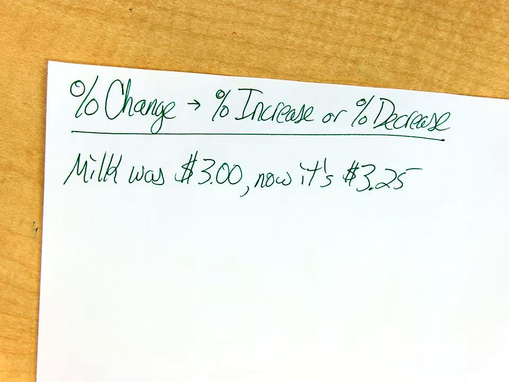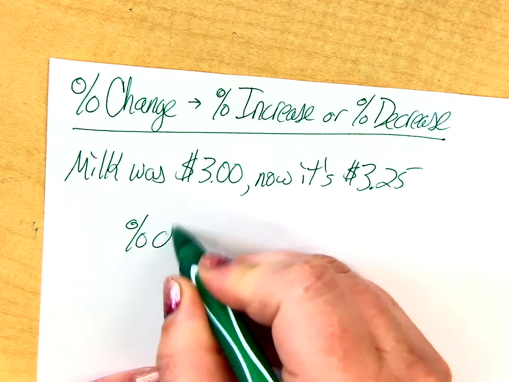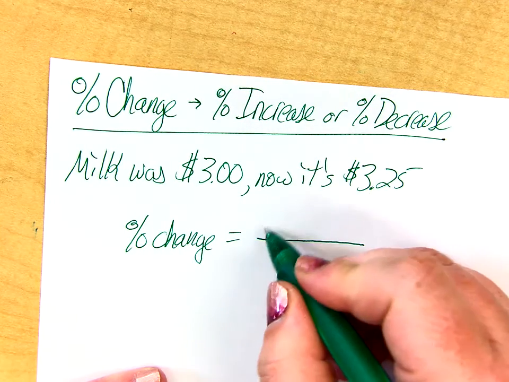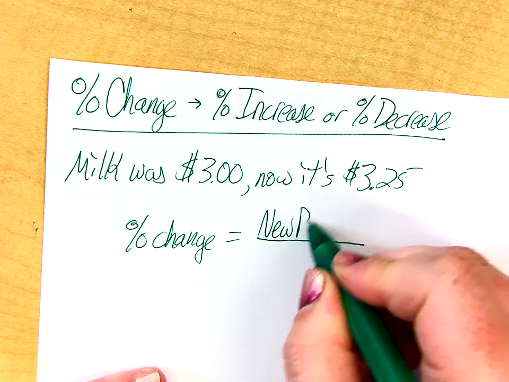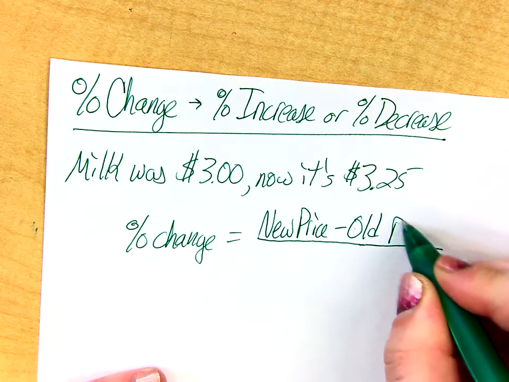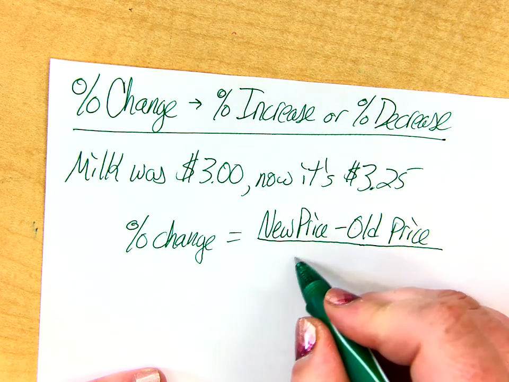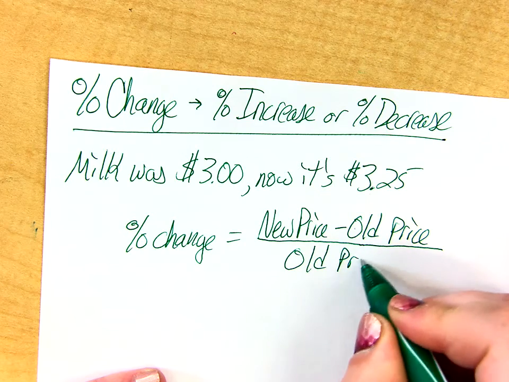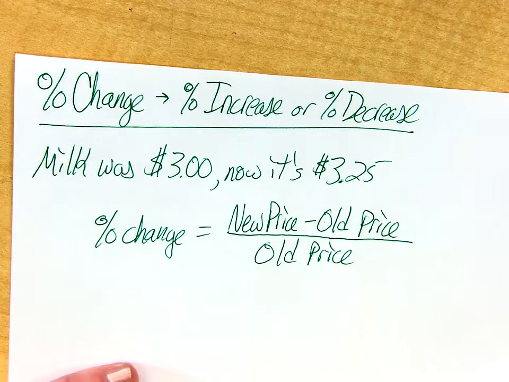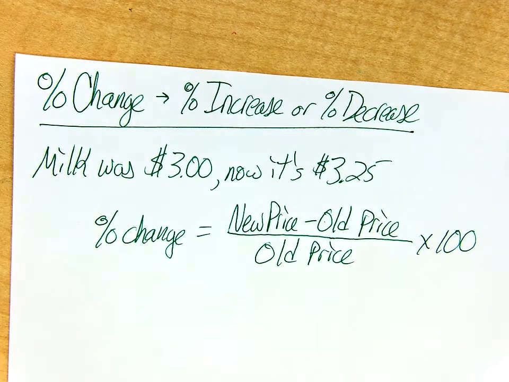Okay, so here's how you calculate percent of change. Percent change is equal to your new price minus the old price, and then you're going to take that answer and divide it by the old price. That's going to come out to be some decimal, and then you would just multiply it by 100. And that will get you your percent change.